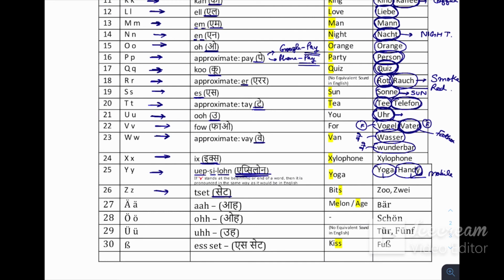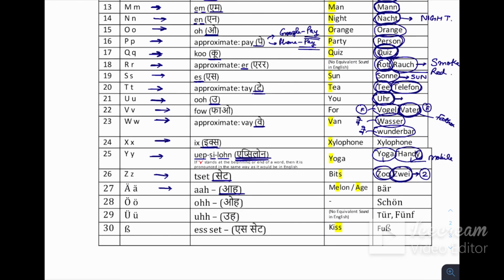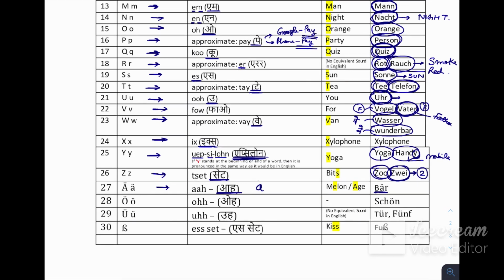Zet. Zet means, as in zwei. Zwei means two, number two. A umlaut is ä, as in Bär. Bär means bear. Clear? ठीक है? A umlaut is ä, but it sounds like a long a.